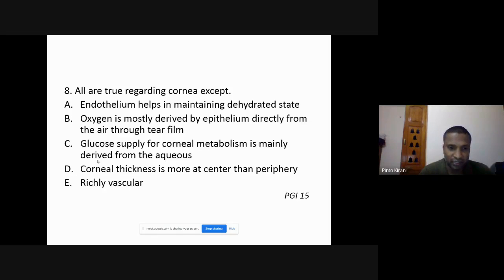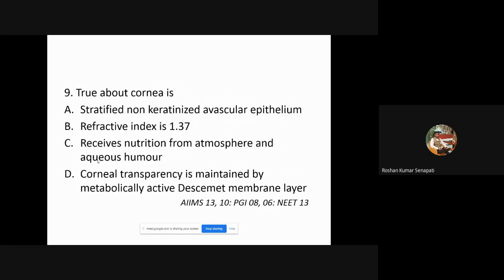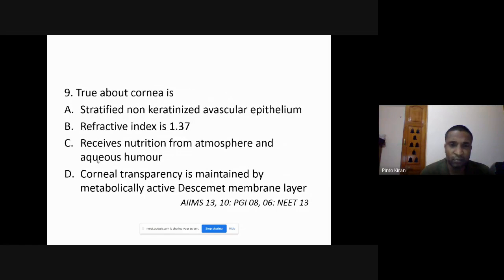So the answers are corneal thickness more at the center than the periphery, and richly vascular. These are the two options. True about the cornea is, if you have any doubt, let me know. We'll move to the next question.